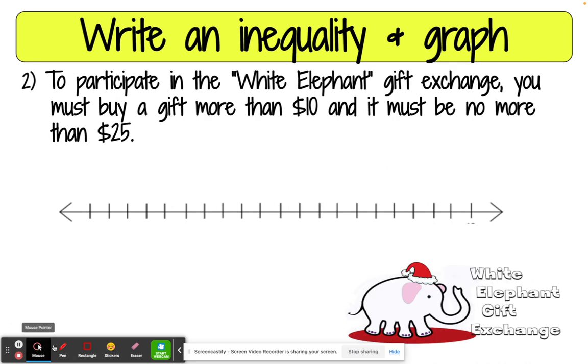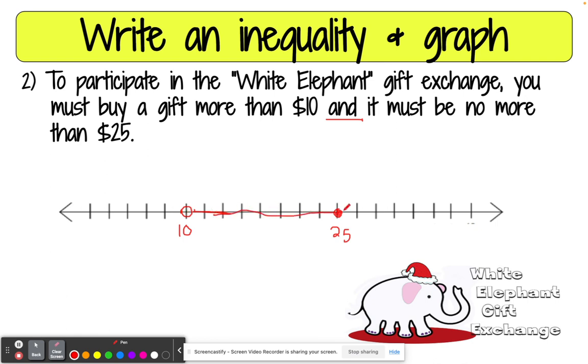Let's look at the next example. To participate in the White Elephant gift exchange, you must buy a gift that is more than $10. So at $10, we're going to have an open circle. More than is going to go this direction. And, I see that and, has to be no more than 25. So I had $25 down here somewhere. No more than means less than or equal to. $25. So it's going to be in this range.